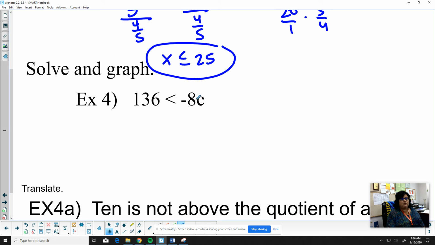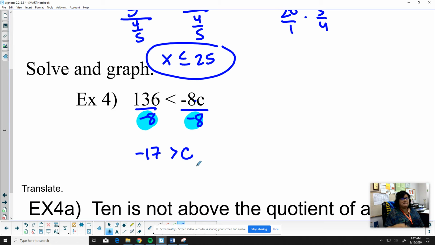If I want this C alone, these are multiplied. So I do the opposite operation, which is divide. So I'm going to divide by -8. I divided by a negative. So since I divided by a negative number, I have to flip the inequality to greater than. So that's -17, and that's C.